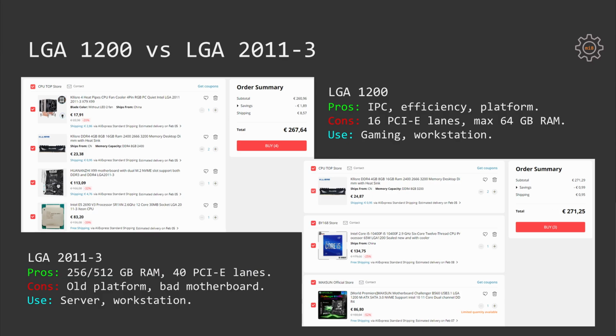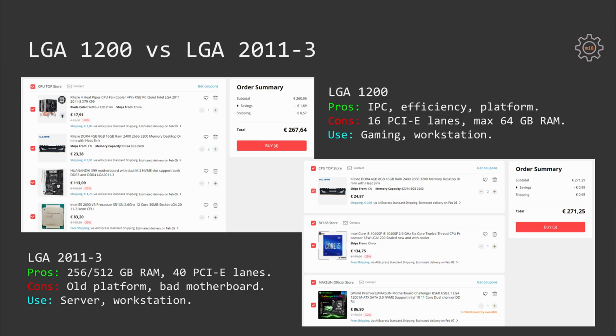Let's take a look at the potential configuration between the LGA 2011 version 3 platform and the LGA 1200 platform. Here I have picked Xeon E5-2690 V3 to represent the LGA 2011 platform because it performs very close to Core i5-10400F. For the motherboard I have got Huananzhi X99TF, then we are getting two DDR4 memory modules from Clisere and a CPU cooler because Xeon does not come with a CPU cooler. All in all, for this combo on AliExpress, right now you will be paying about 270 euros.